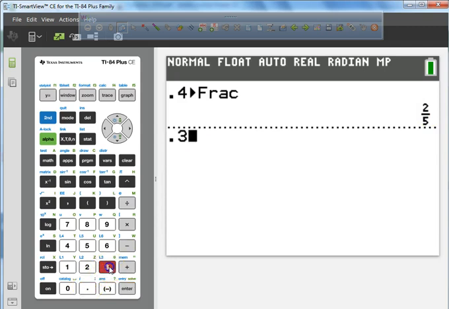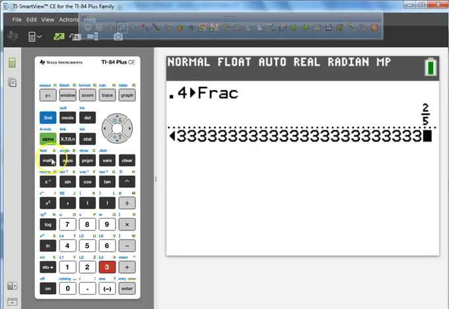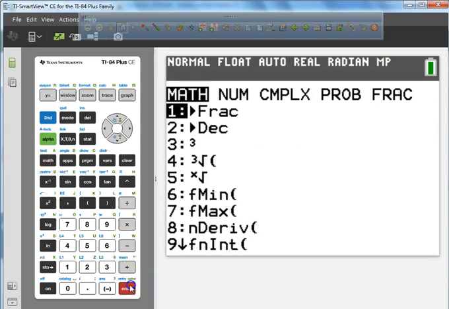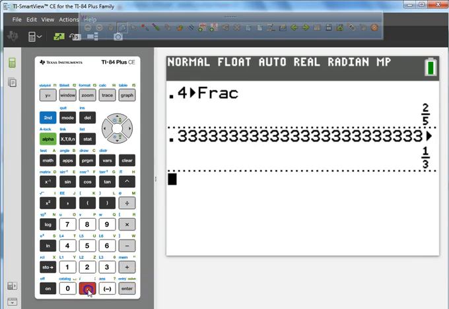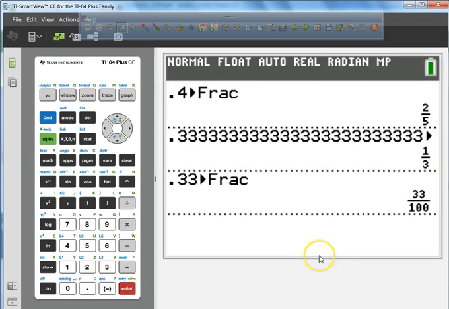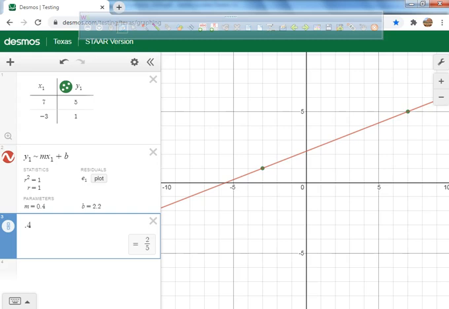The only thing you got to be worried about is if it's a repeating decimal, you got to keep going a long ways before it changes it to say 1/3. Okay? You can't just type in 0.33 and it be enough. That'll say 33 over 100, which is not the same as 1/3. Close, but not the same. All right? So, there we go.